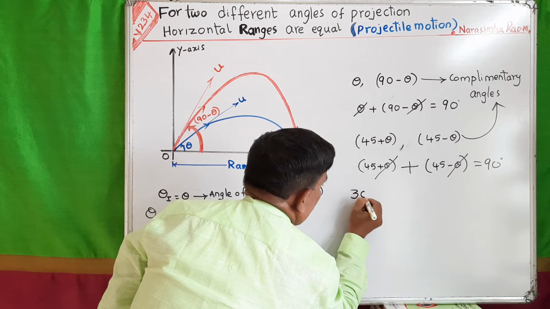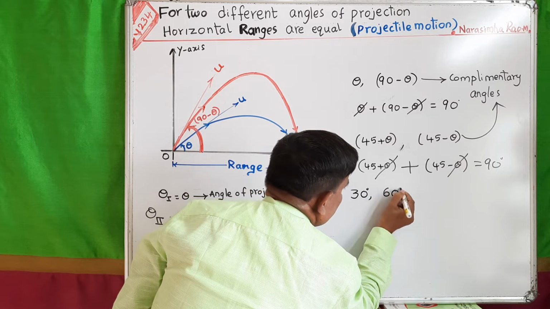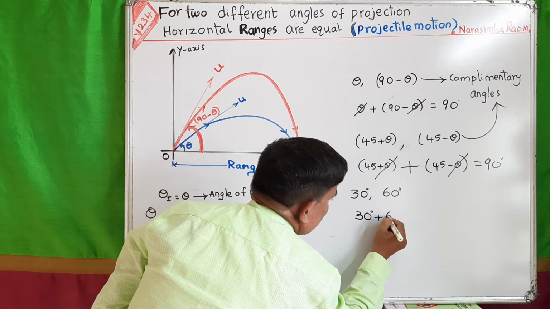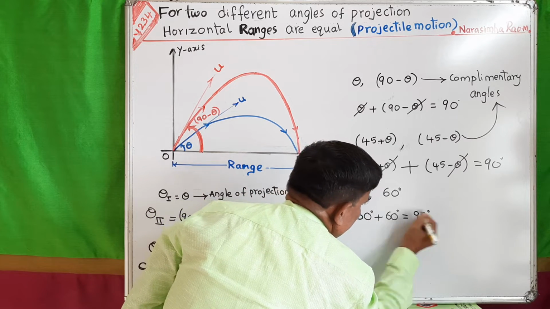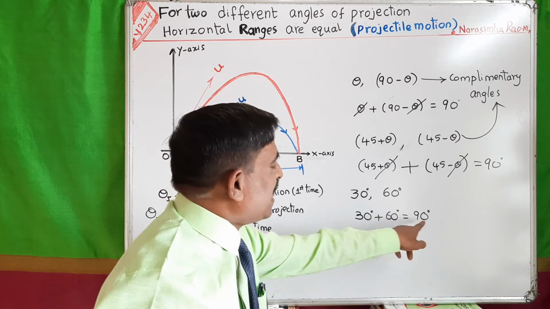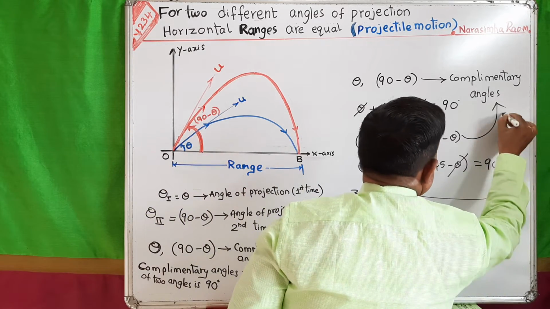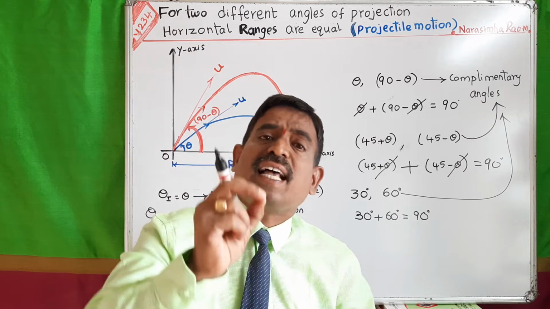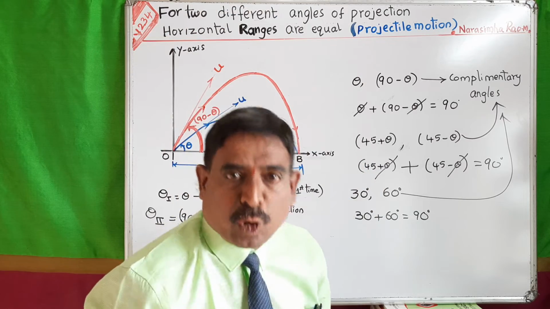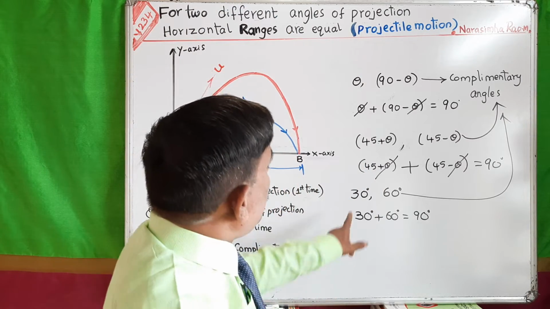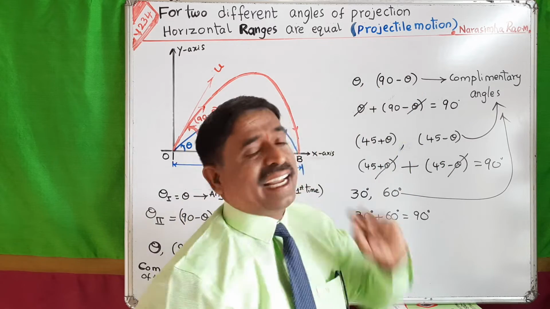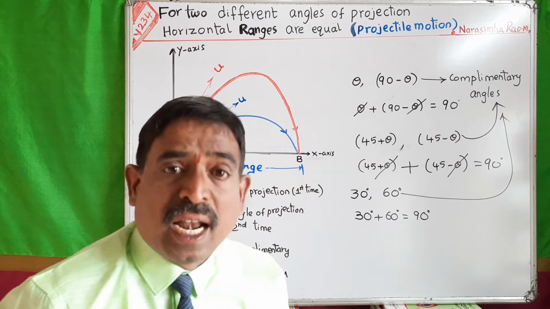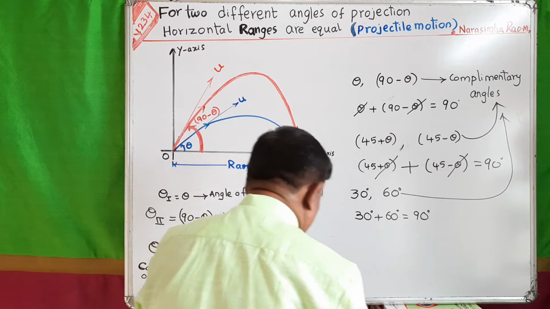One angle is 30 degrees, another angle 60 degrees. Add these two angles, 30 degrees plus 60 degrees, that is equal to 90 degrees. The sum of the two angles is 90 degrees. These two angles we are calling complementary angles. For the same velocity of projection, if the sum of the two angles is 90 degrees, then horizontal ranges are equal. Now I am showing mathematically.